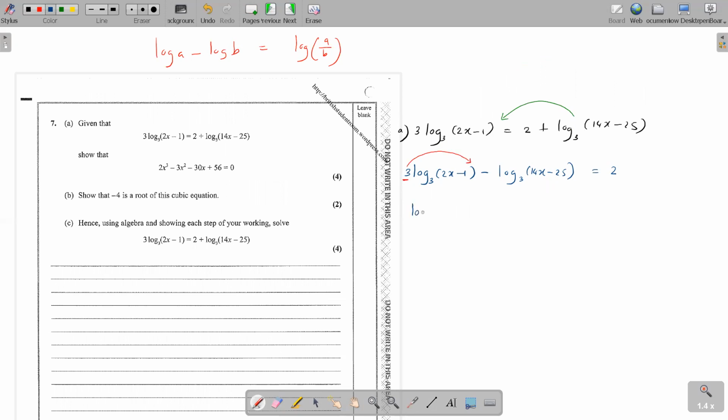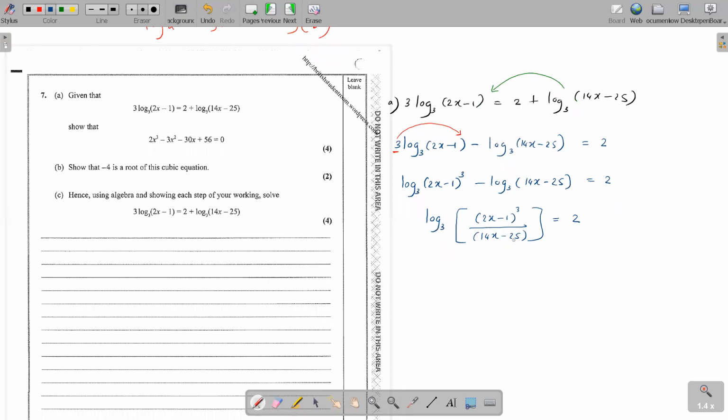So you get here log base 3 of (2x minus 1) to the power of 3, minus log base 3 of (14x minus 25), equals 2. So you get here log base 3. Now we can write this under a single logarithm. So (2x minus 1) to the power 3 over (14x minus 25) equals 2. Okay, so now we can work on this.